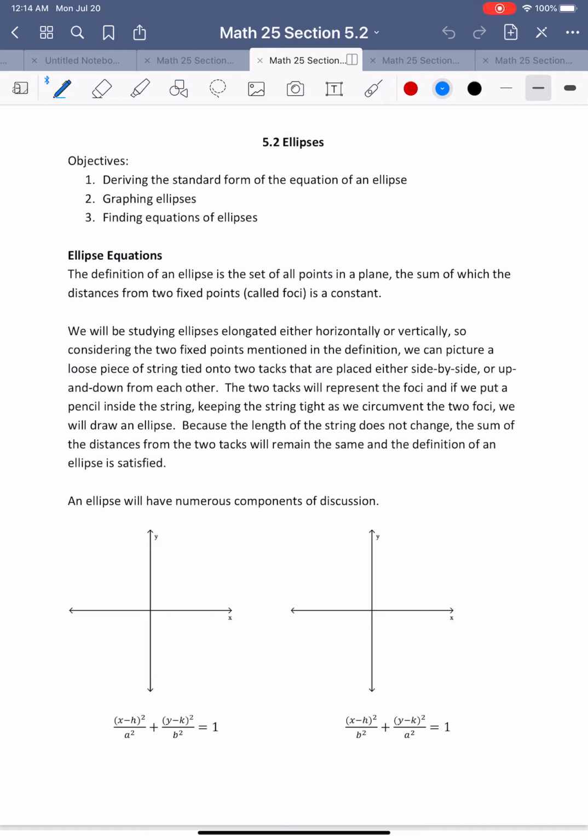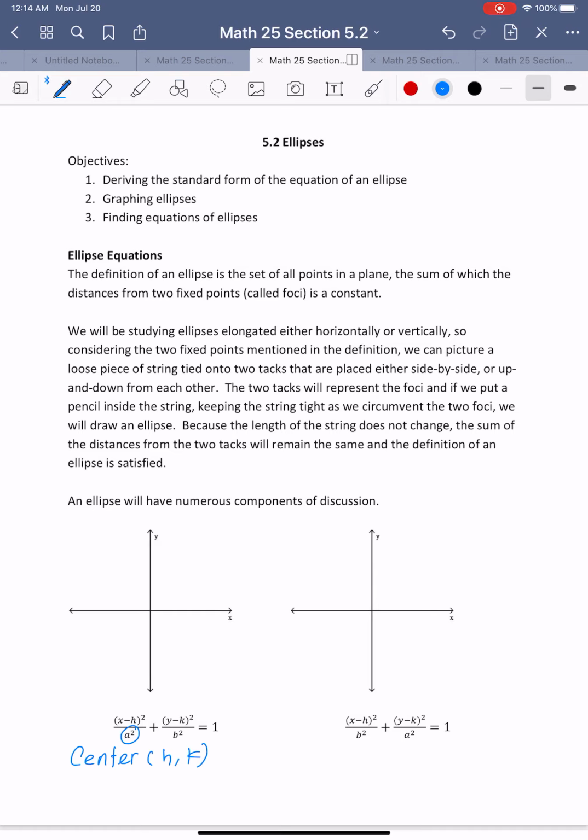An ellipse will have numerous components to discuss. The very important thing is that for the ellipse there's a center, which is represented by H and K, like a circle. And then the important thing is actually the A here. A is important because A determines the major axis and B determines the minor axis.